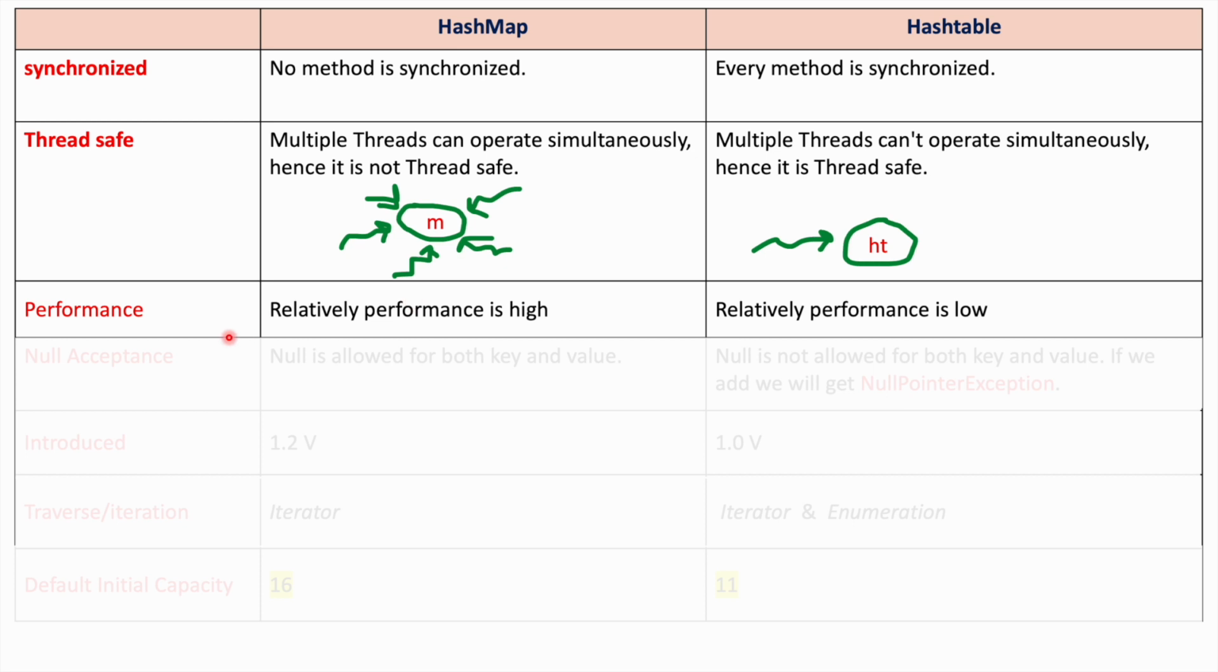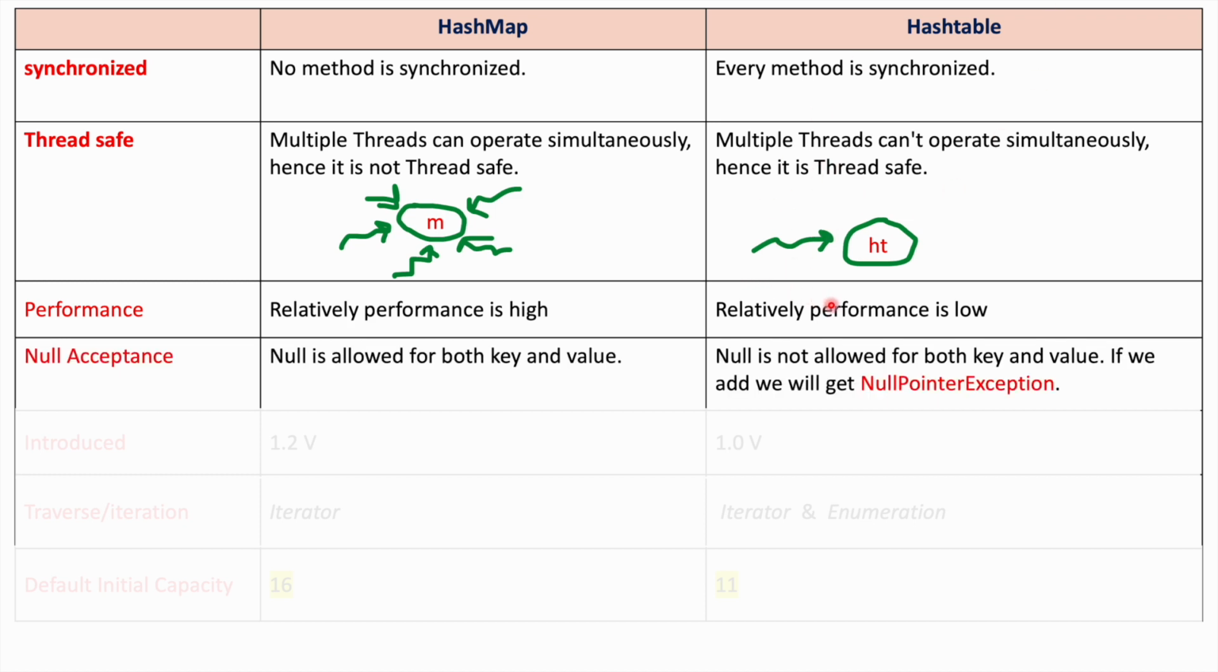Performance: in HashMap, relatively performance is high because multiple threads can access at a time, so performance-wise it will be good. In Hashtable, relatively performance is low because only one thread can execute at a time. If another thread wants to execute, it has to wait until thread 1 completes its execution. So Hashtable is slow performance-wise.